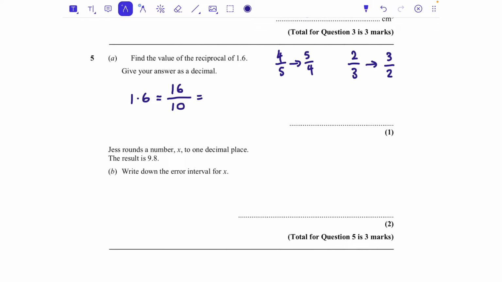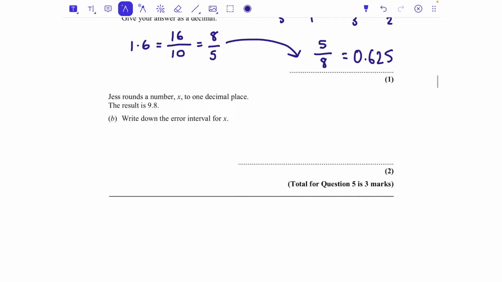And then we can do the reciprocal, but before we do the reciprocal, I'm going to simplify it. So I'm going to change it to 8 over 5. So then the reciprocal would be inverting that, and that would be 5 over 8. So then 5 divided by 8 as a decimal is going to be 0.625.